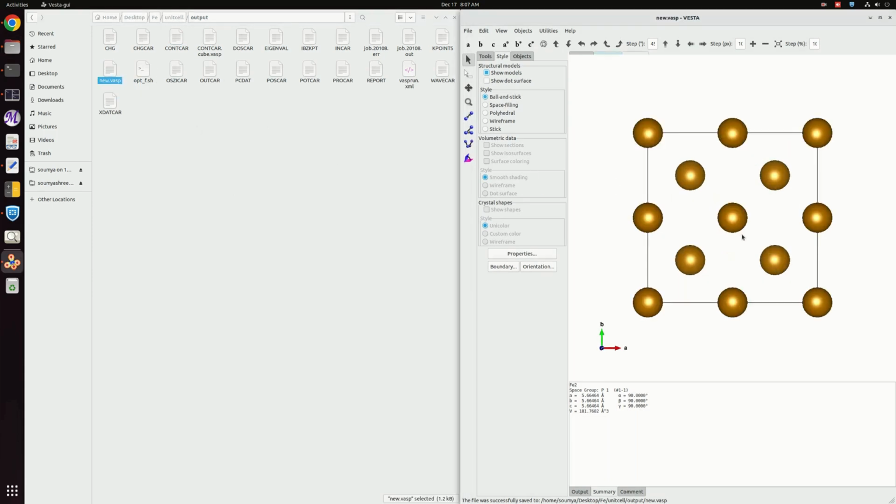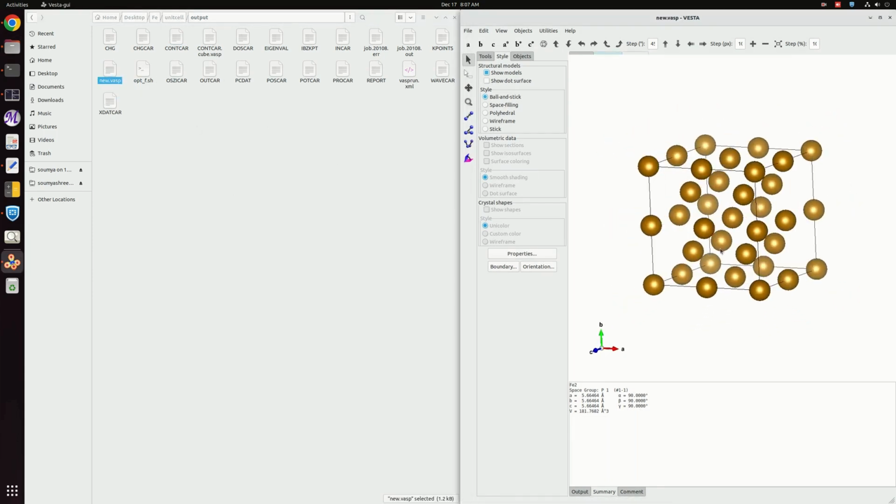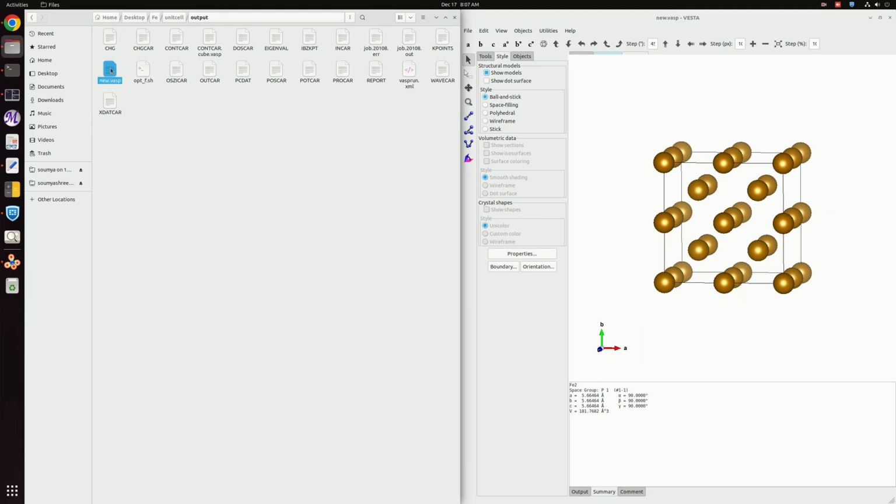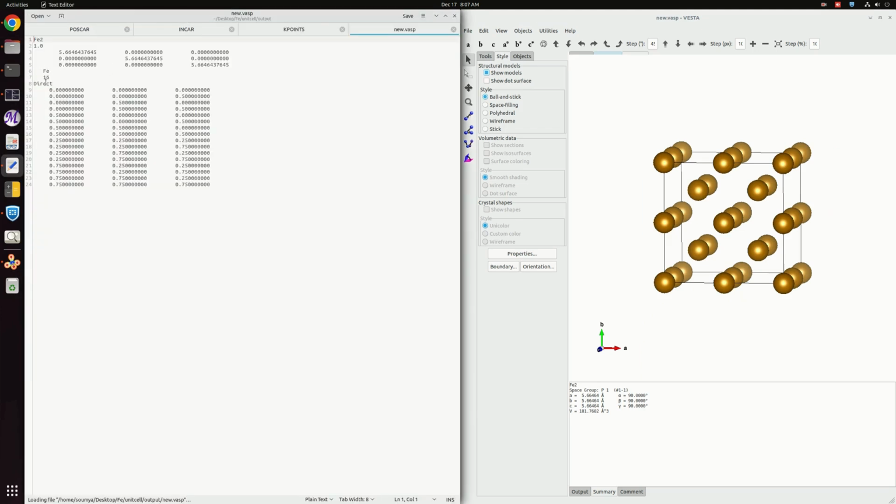Now this new VASP file I can open. This is 2 by 2 by 2, and if you check, we now have 16 atoms, because initially we had 2 and now we did the elongation along all the 3 directions twice. So 2 times 2 times 2 is 8, times 2 atoms, that's 16 now.